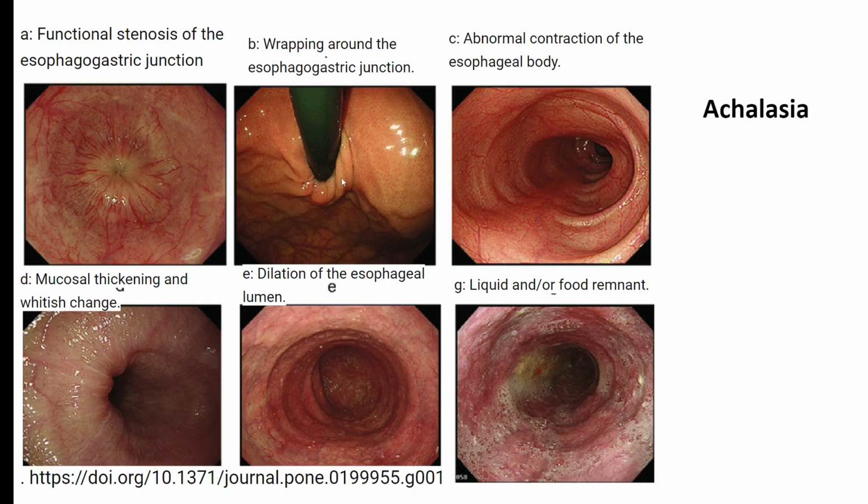wrapping around the esophagus. Now, as the gastroscope is pushed in, you will see a thick fold of the esophageal mucosa wrapping around the tube, and there will be bulging. That suggests a very severe spasm of the muscles. So this is how you will see it.